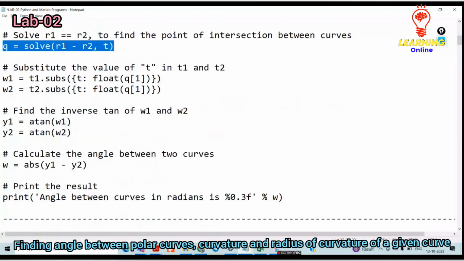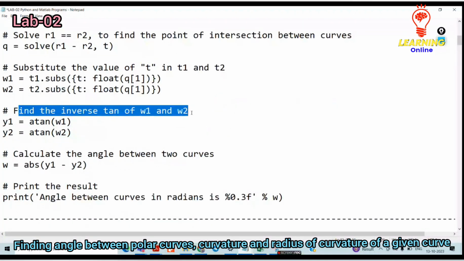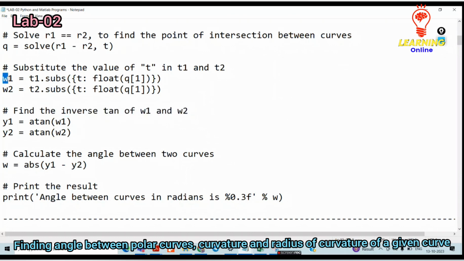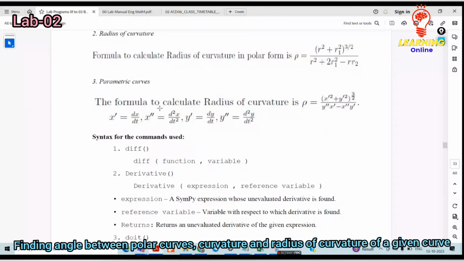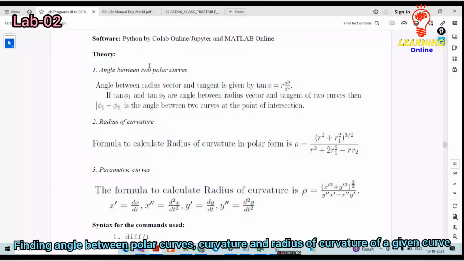Okay, later what I need to do? I need to find that angle. Because of that reason, I need to find the inverse of tan. Because tan phi 1, tan phi 2, but the phi option is not there, so what I defined is W1, W2. I had to get the particular angle of the curvatures with respect to the particular curve. Here, tan phi: phi 1 I want, phi 2 I want, when there are two curves present.